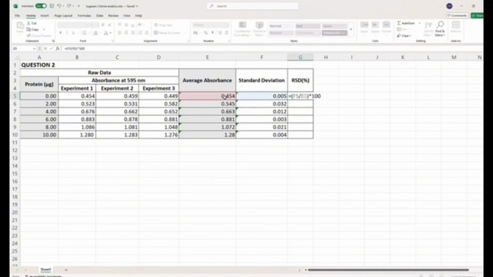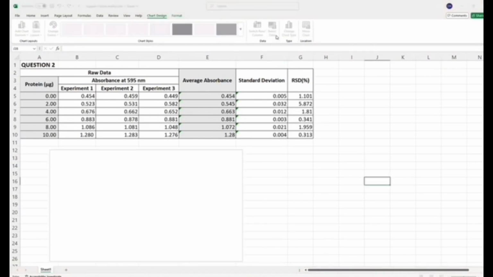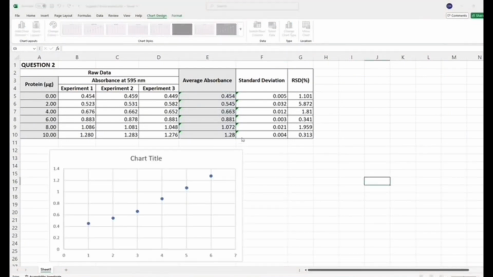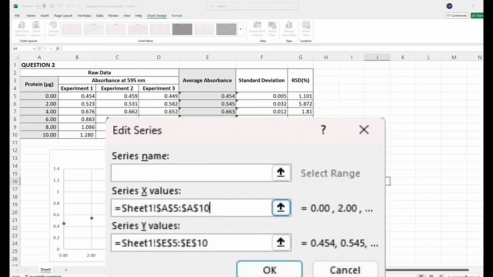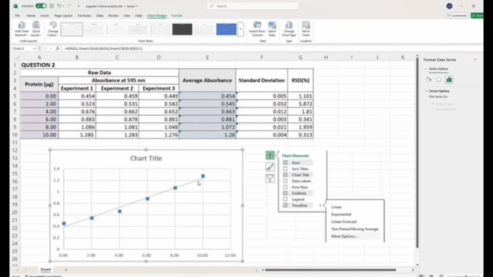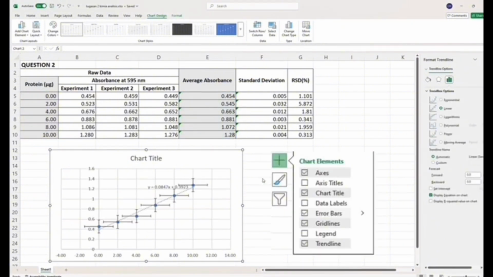Let us explain about the equation of the line. Y equals 0.0847x plus 0.3923. The slope value here is 0.0847, which indicates the change in absorbance per unit of protein concentration. The intercept value is 0.3923, which represents the baseline absorbance when the protein concentration is 0.